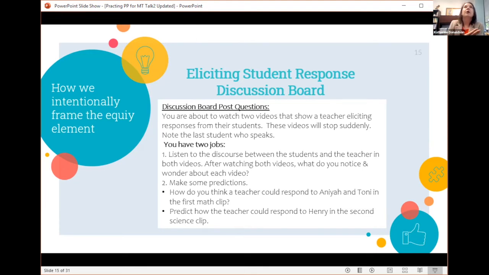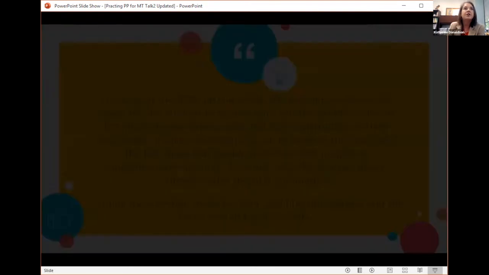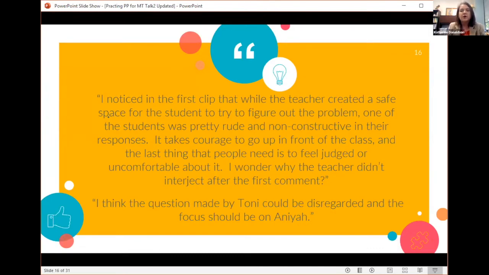What we were really, not really shocked to find when we used this discussion board about eliciting student response is how often the students shut down any science or math learning that was going on in the classroom because they saw it as a classroom management issue. These are some quotes from our discussion board. "I noticed in the first clip, while the teacher created a safe space for the students to try to figure out the problem, one of the students was pretty rude and non-constructive in their responses." It was a situation where one girl was presenting and another girl actually knew the right answer and got so excited about it that she was a little rude. "And it takes courage. I wonder why the teacher didn't interject after the first comment."